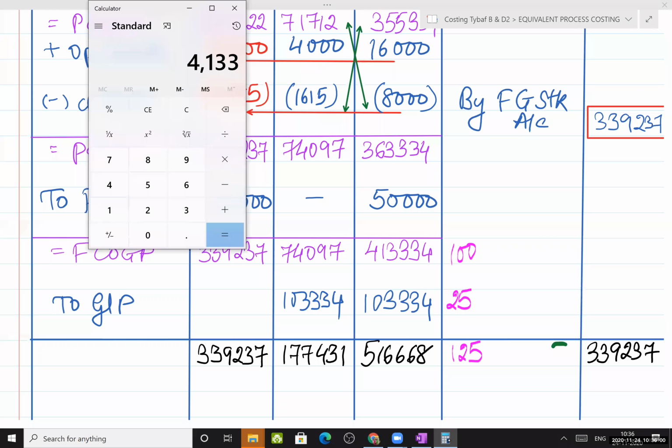4,13,334 into 125 divided by 100. 5,16,667.5 rounded off to 668. And the difference is profit. 1,03,333.5. You can round off, make it 4. 1,03,334.